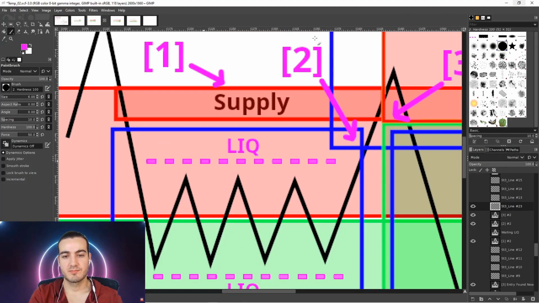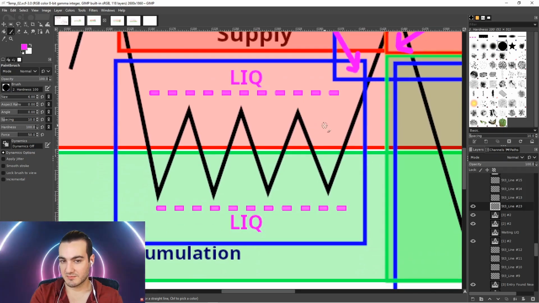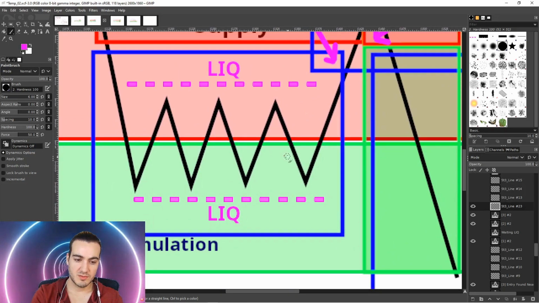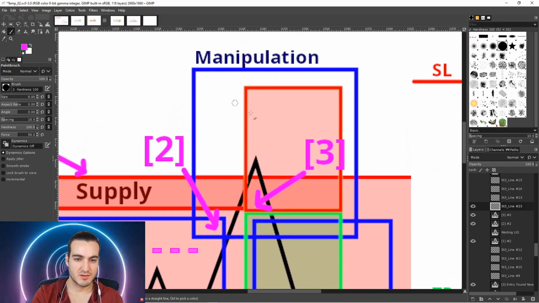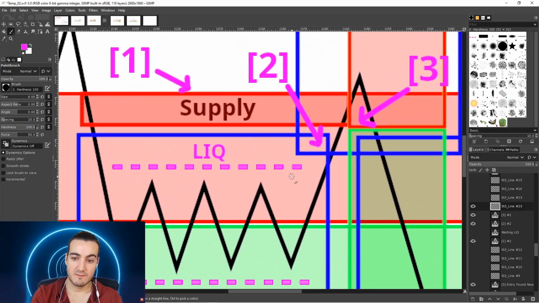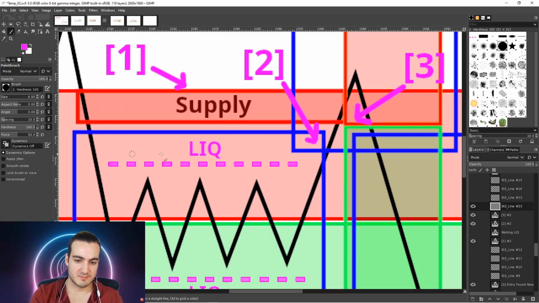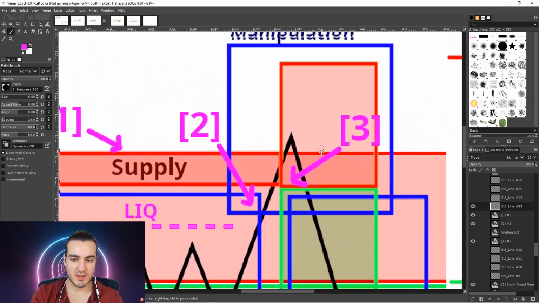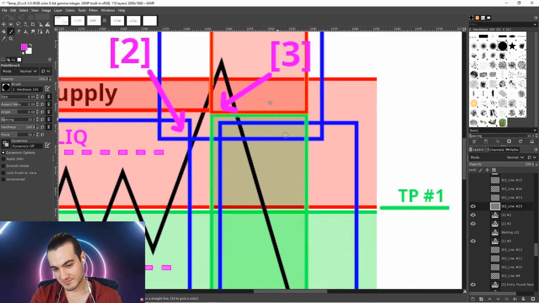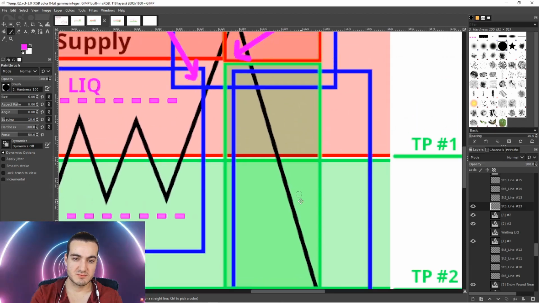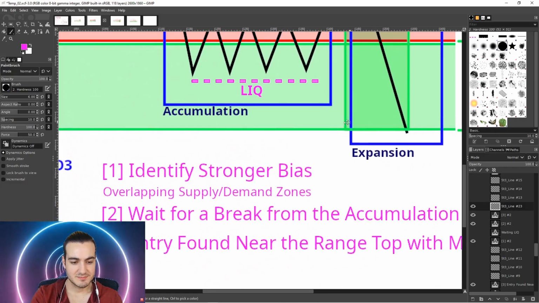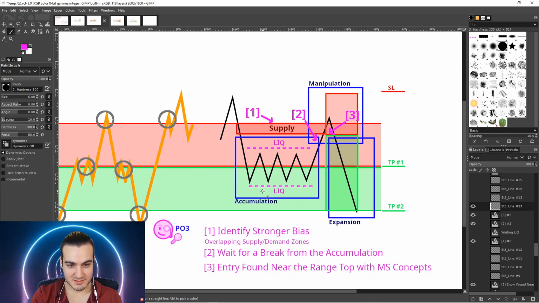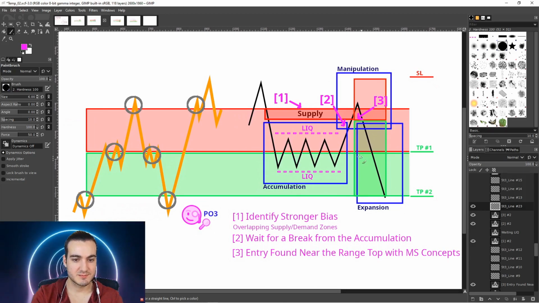which would give us the stronger bias. And then we look at this from the perspective of a power of 3, where we have an accumulation, and we're waiting for that manipulation period, which will drive the price up very rapidly, absorbing all this liquidity. And then we'll have our entry, and then the expansion phase, which would be a move to the bottom of the range. Anyways, that's how I interpret this strategy.